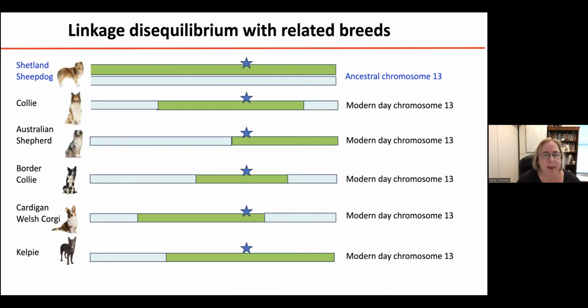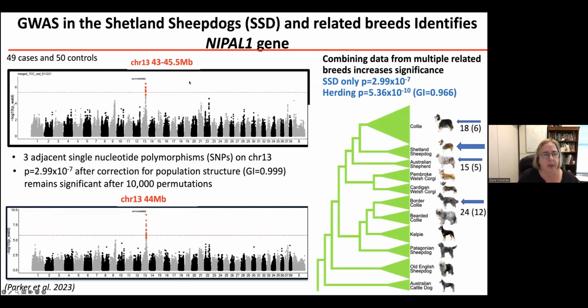But now we make use of that wheel and we combine data from related breeds, the Collie, the Australian Shepherd, the Border Collie, the Kelpie, the Cardigan Welsh Corgi, all dogs that were in that same clade. Much more meiotic recombination has occurred over time as those breeds have been developed. And now the region that we have to look at to find our mutation becomes much, much smaller, and we have a great deal more significant.